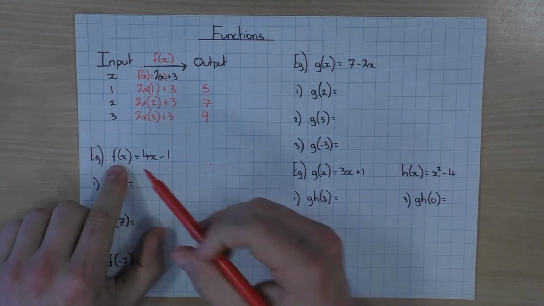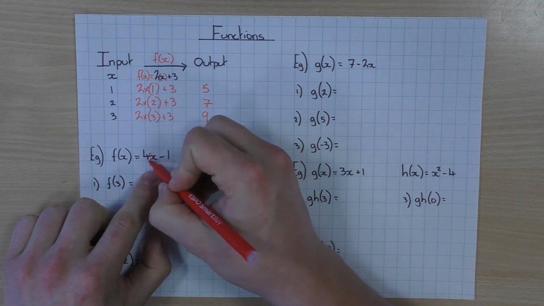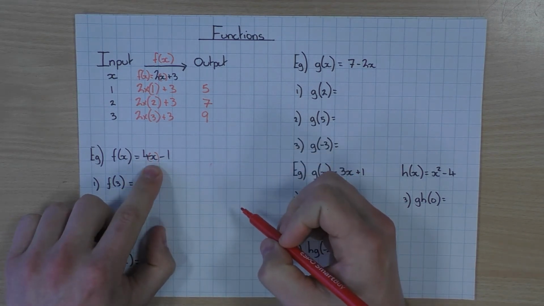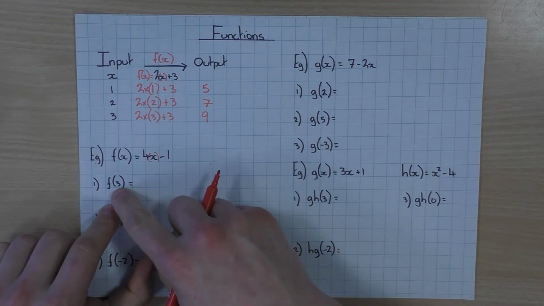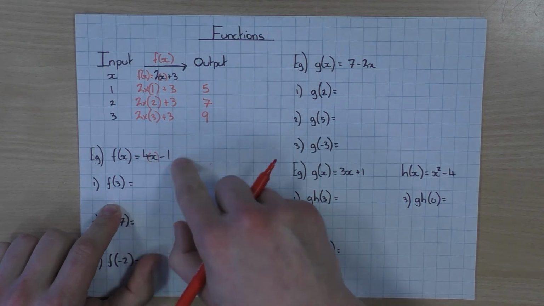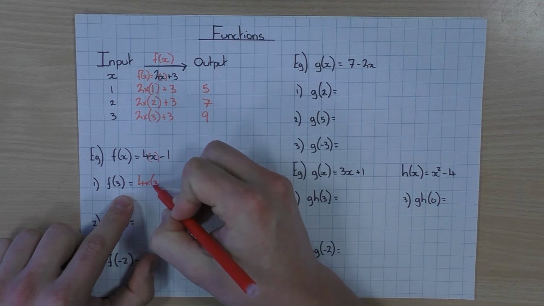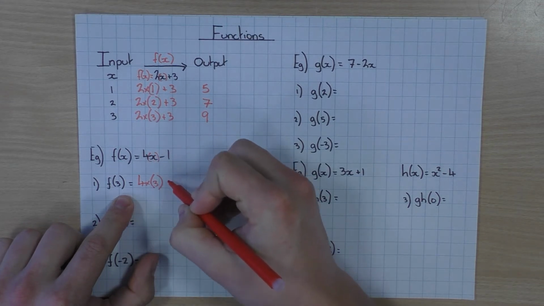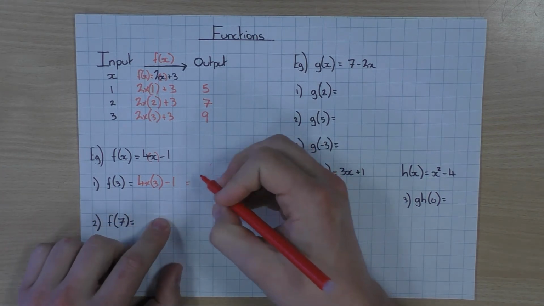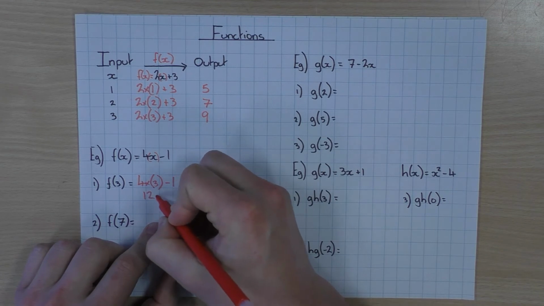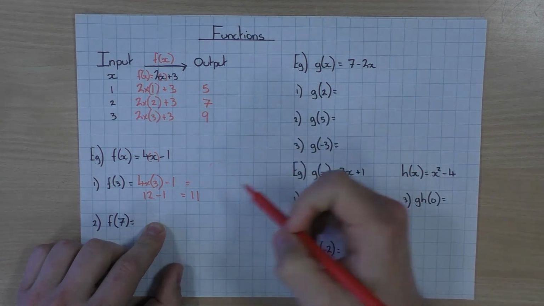In this case, I'm told the function is 4x minus 1. Again, if I put a little bracket around the x, it means I'm doing 4 times x, take away 1. Let's have a look. If I input 3 into this function, what do I get? 4 times 3, since 3 is what I've inputted for x, and then take away 1. 4 times 3 is 12, take away 1 gives me 11. So the output is 11.